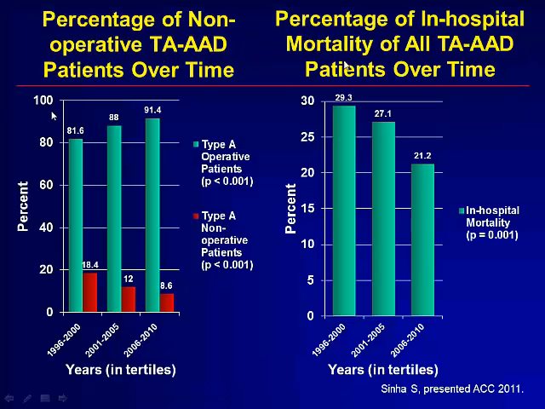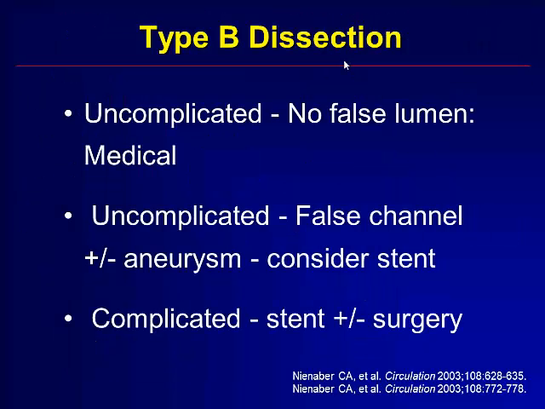Over the last 15 years, what we've seen in IRAD is that the number of patients who've been denied surgery for type A has steadily been going down. And as that has happened, we've seen a steady fall in the 30-day hospital mortality for type A dissection. Surgeons are taking on more difficult and older individuals in the current era, and this is leading to better outcomes.